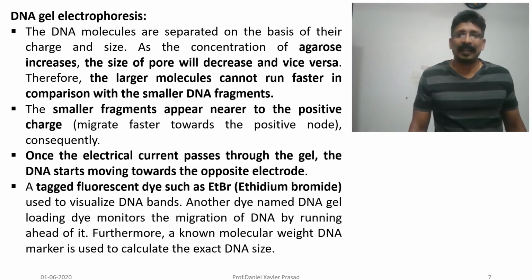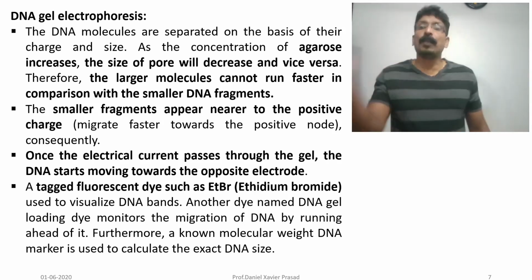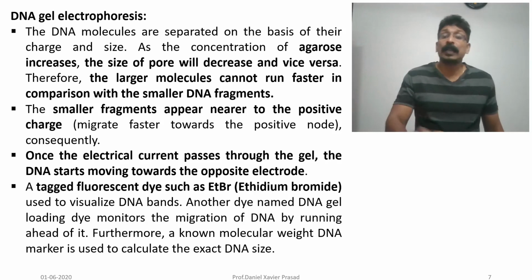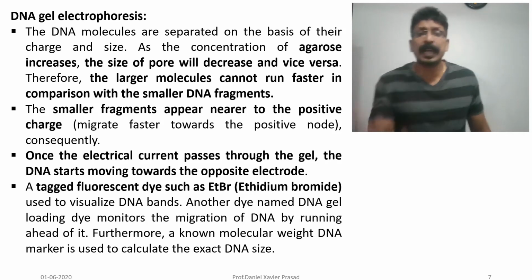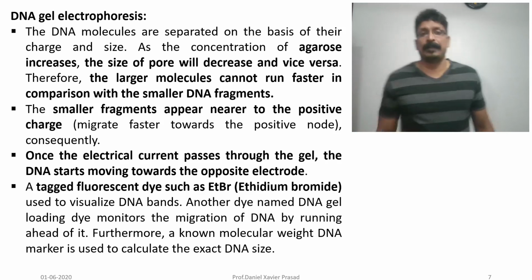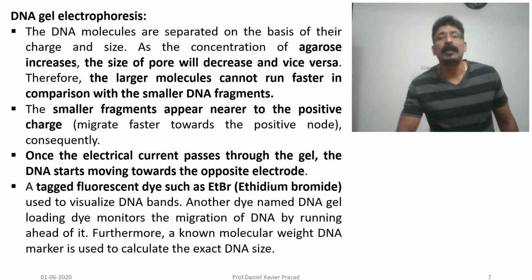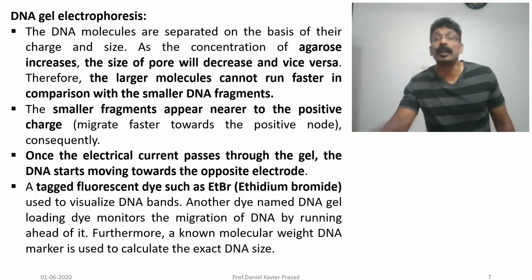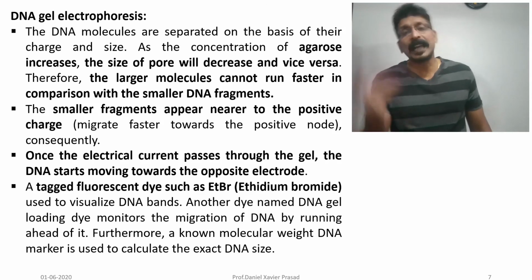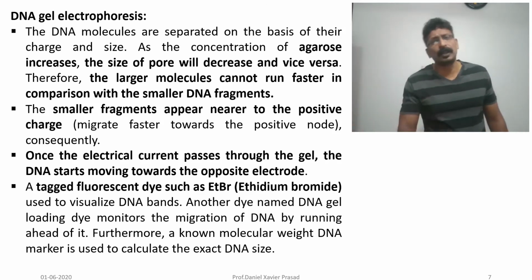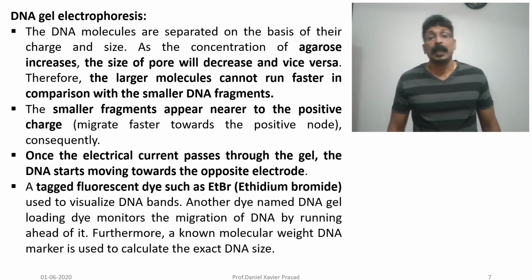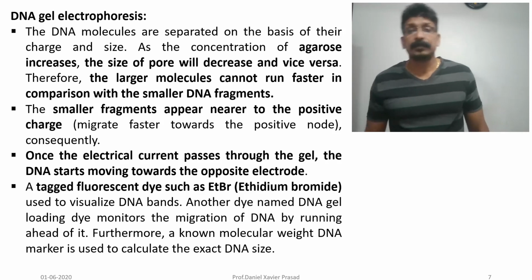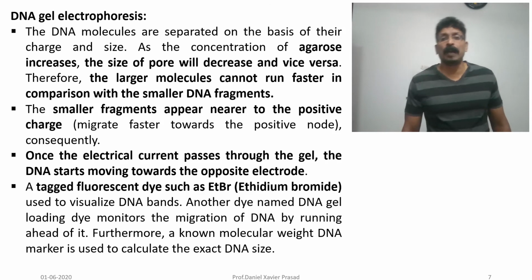After getting this separation, they will use a developing solution, same as in chromatography. Here in developing, a fluorescent dye, ethidium bromide, will be poured on the gel, making a visualized DNA band. There are also other dyes, like loading dye, which monitors the migration of the DNA. Furthermore, known molecular weight DNA markers are used to calculate the exact DNA size. All these studies can be done.